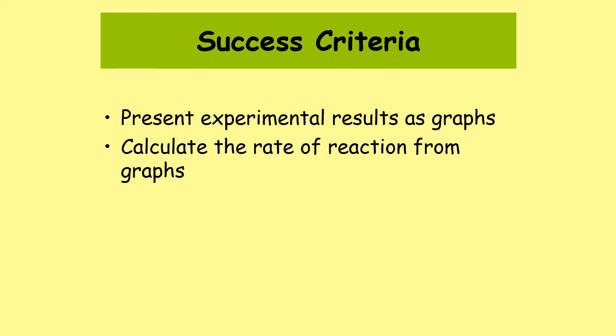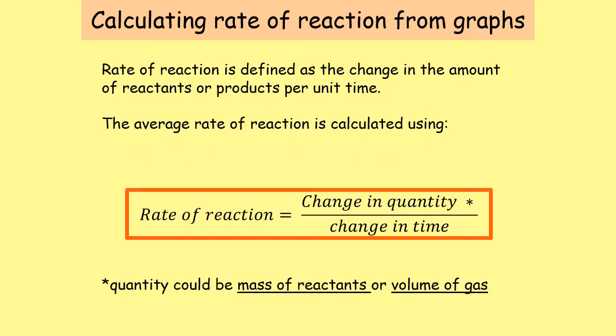We will present experimental results as graphs and be able to calculate the rate of reaction from graphs and also from tables. Now, the main equation that you need to know whenever you're calculating the rate of a reaction from a graph or from a table is that the rate of reaction is defined as the change in the amount of reactants or products per unit time. And this can be simplified to rate of reaction is equal to change in quantity divided by change in time.